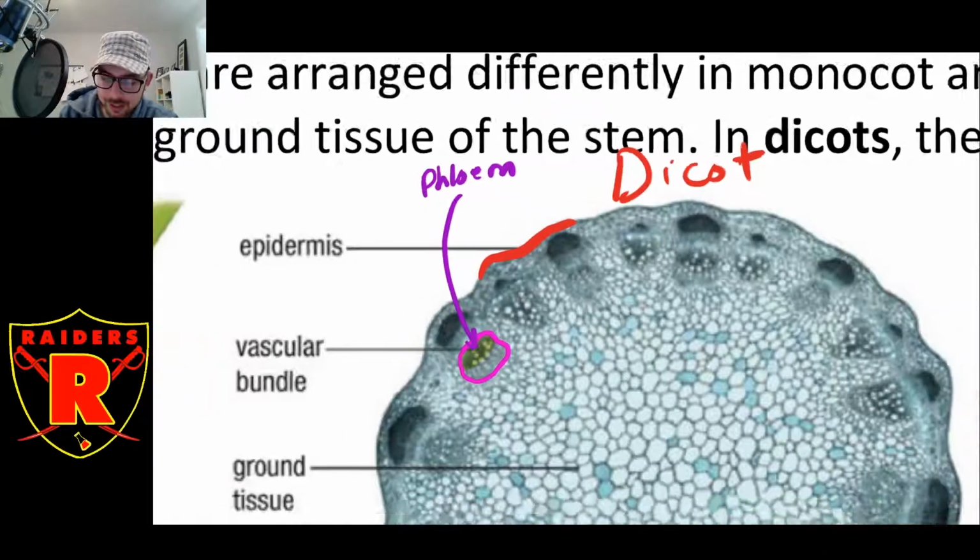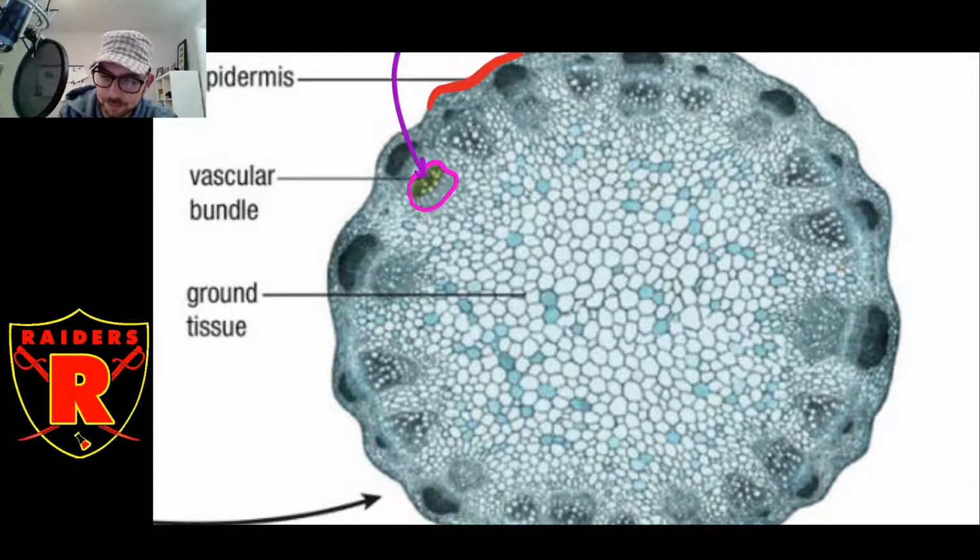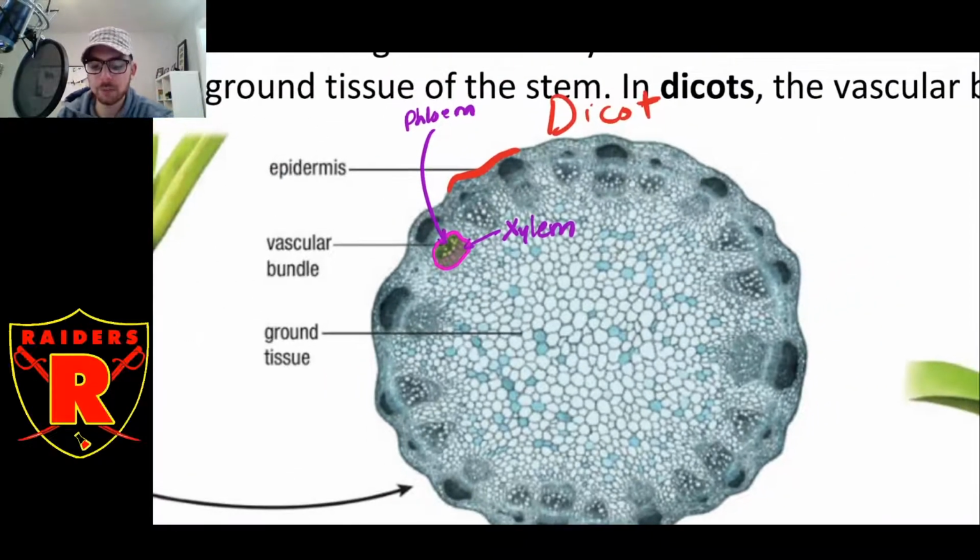And towards the inside, what color would you be able to see? Red? Sure, that'll work. The inside here is going to be the xylem. So xylem, always on the inside, transports water. Phloem, on the outside, transports sugar.